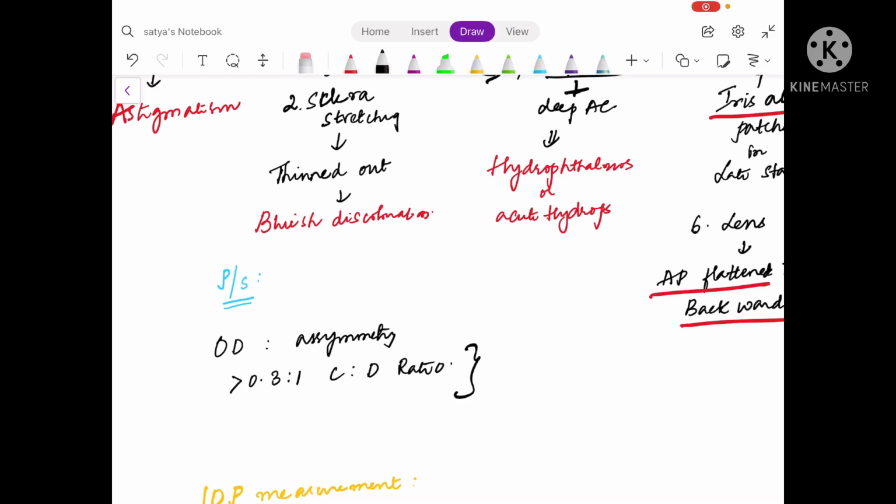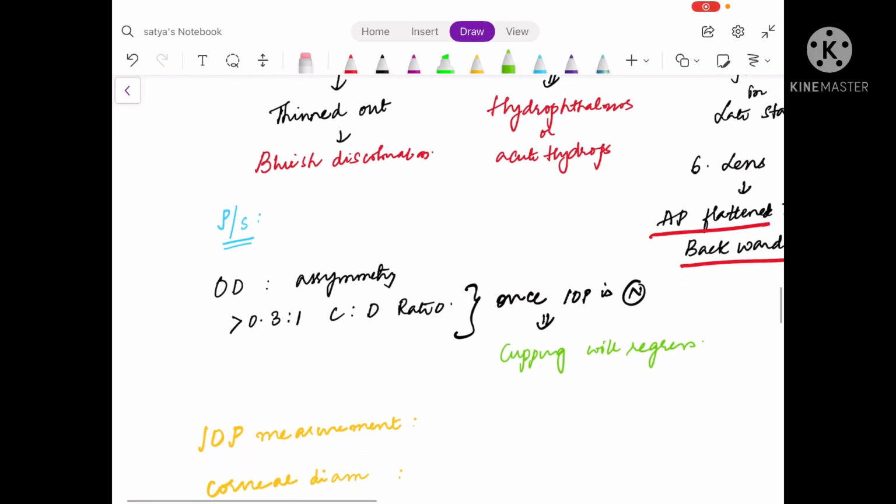Once the IOP is normalized, once IOP is normal, cupping will regress. But whatever functional damage had occurred might not revert back, but the cupping will regress. So remember that. Now these are kids, right?